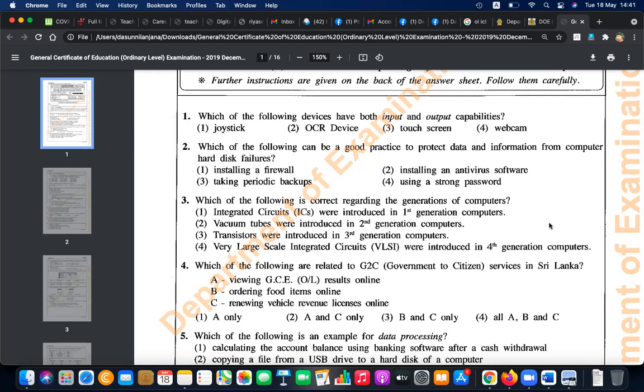Because installing a firewall is basically a wall between your network and the public or external network. It's similar to the walls in your house. So it can protect you from the outside world, from unauthorized or unwanted access from the outside network. So you can prevent that.